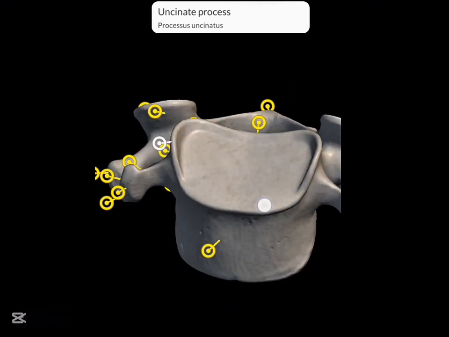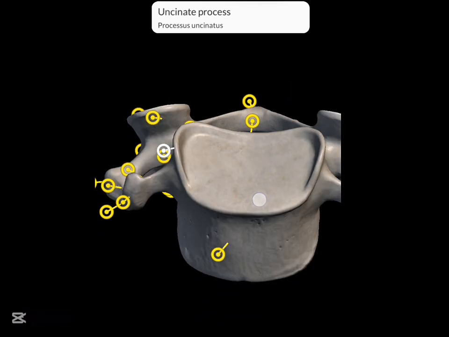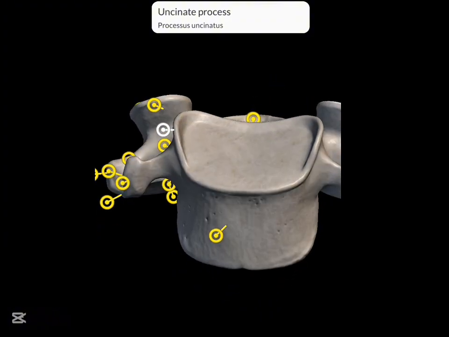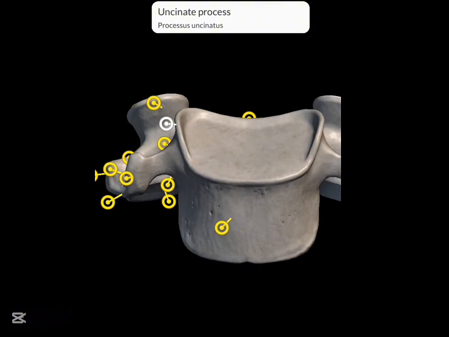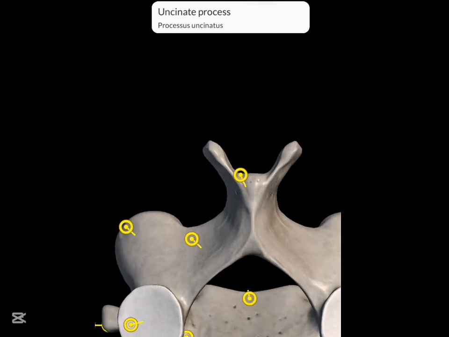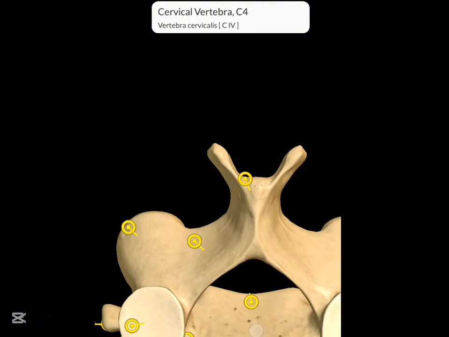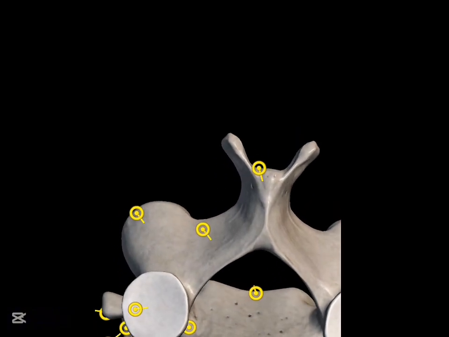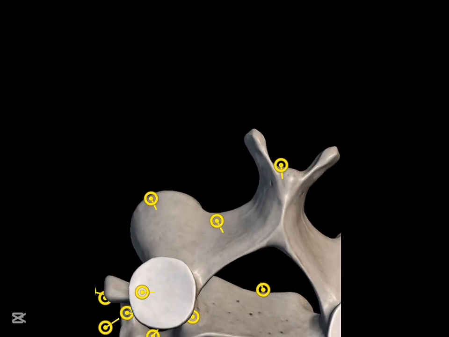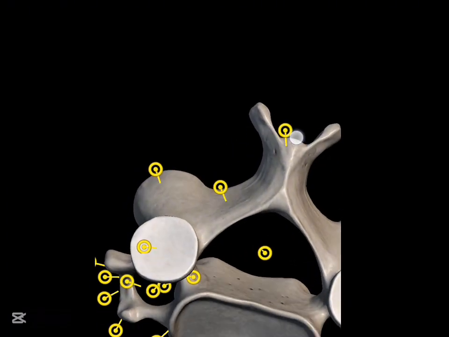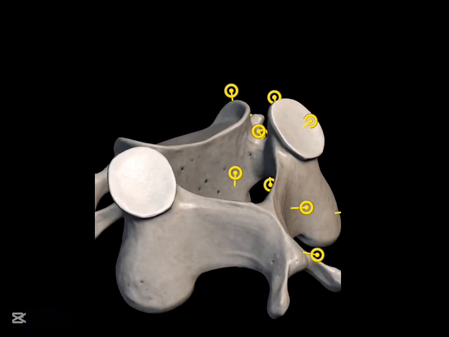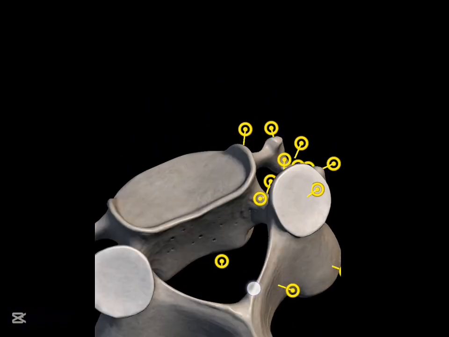Another thing, the body. This body has two surfaces, the anterior surface and the posterior surface. These give attachment to the anterior and posterior longitudinal ligaments. On the posterior surface you can see a foramen. This foramen is named the basivertebral foramen. It transmits the basivertebral nerve and basivertebral vein. And this is all about the typical vertebra.